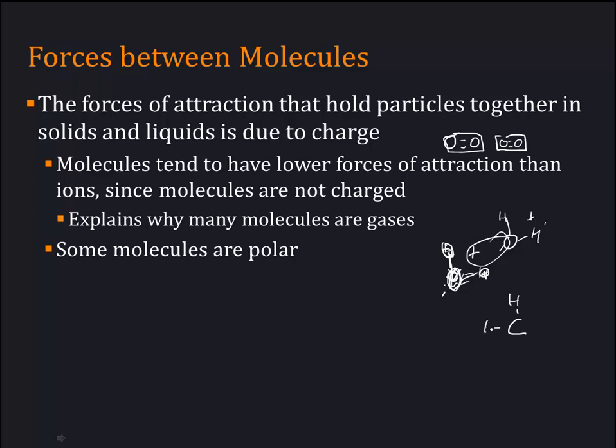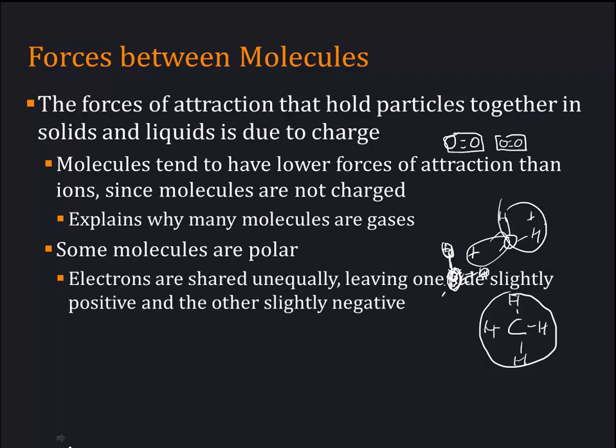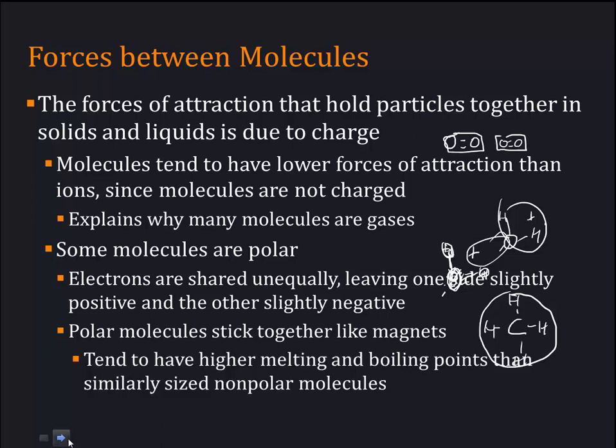Methane, CH4, okay, has one carbon atom and four hydrogen atoms. This is a nonpolar molecule. It is about the same size as a water molecule, but it's a gas at room temperature because there's very, very weak forces of attraction because the electrons are shared pretty equally here. There's no one side that gets the electrons more than the other. Okay, so when these things have this unequal sharing, they act like little magnets and they stick together. Okay? And so the polar compounds are going to have higher melting and boiling points than a similarly sized nonpolar compound.